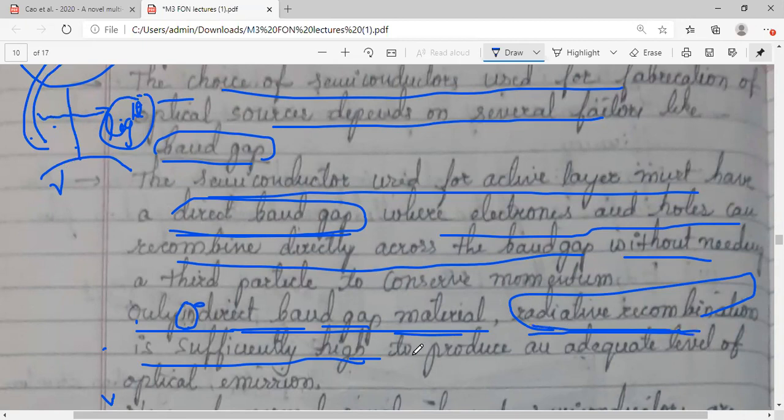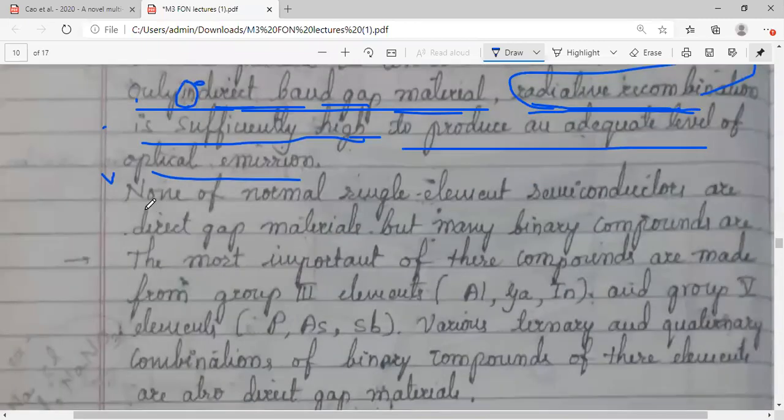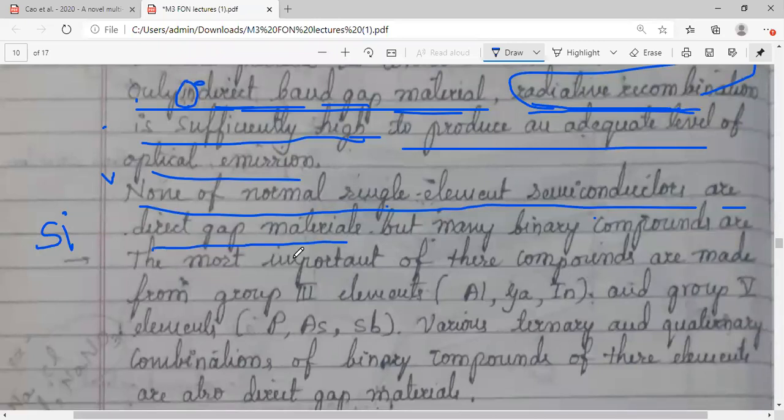So radiative recombination is high in case of direct band gap material to produce the adequate level of optical emission, that is light. None of the normal single element semiconductors, just like in its purest form, if you take silicon as a semiconductor, you cannot have this. That is, normal single element semiconductors, silicon or germanium, cannot be direct band gap materials. So what we do, we go for mixtures. You might have studied this in chemistry, binary compounds. If you have oxygen as the element, it's a binary compound.